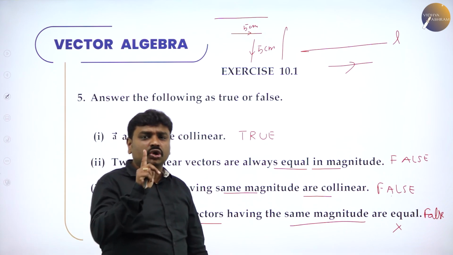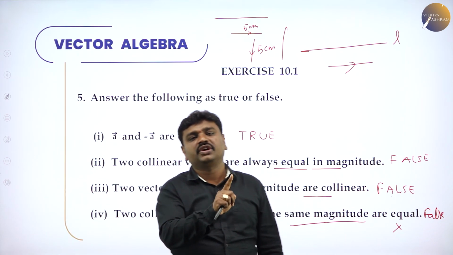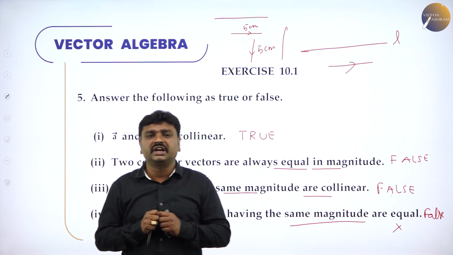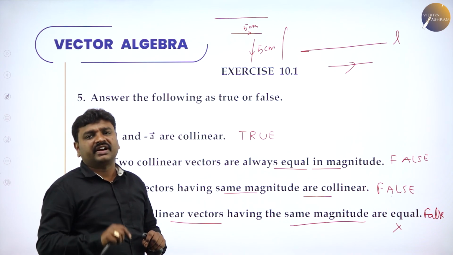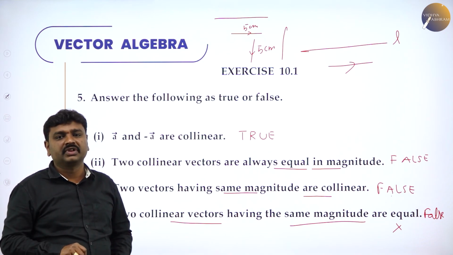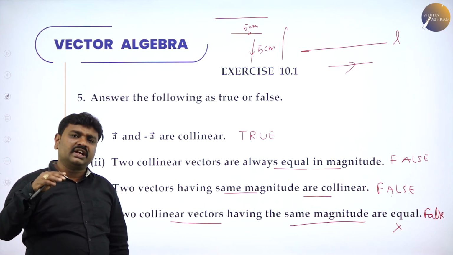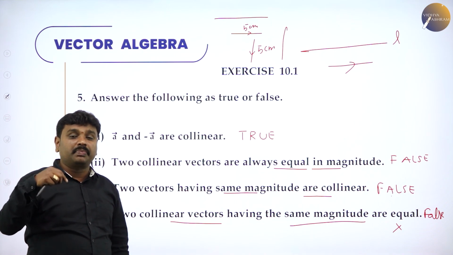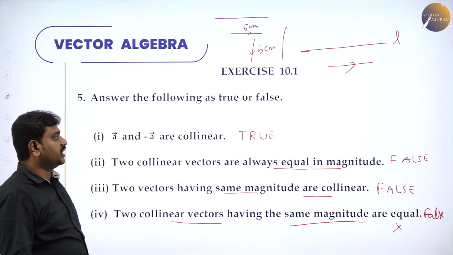What are collinear vectors? Two vectors are said to be collinear if they are parallel to the same line irrespective of magnitude and direction. When we are bothered about collinearity, we are not bothered about direction and magnitude. And equal vectors: two vectors are said to be equal if they have the same direction and the same magnitude. Same direction, same magnitude, then equal. Collinear means magnitude and direction may be anything, but they should be parallel to a common line. So these are the concepts of the exercise.